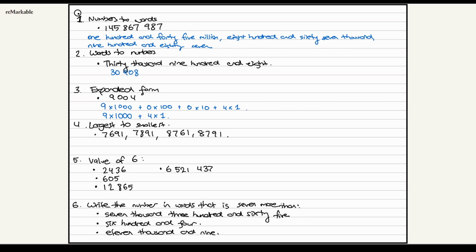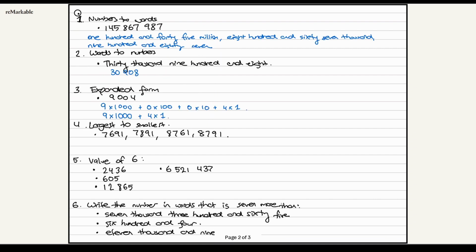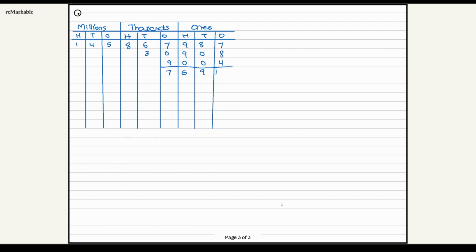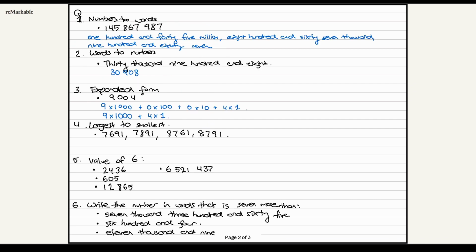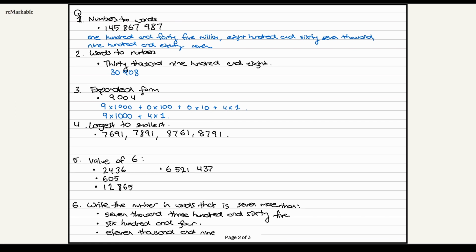Okay, let's do some largest to smallest. So we've got 7691. I'm going to put a line here just so we know we're moving on. 7891. We've got 8761. And we've got 8791.